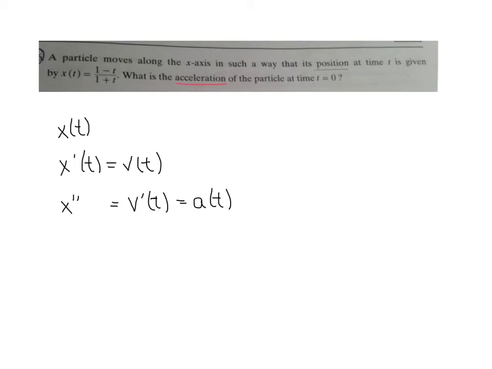So the first important thing is you need to know the relationship between position and acceleration. Position, when you take its derivative, you get velocity. Velocity is the first derivative of position. And then the first derivative of velocity is acceleration, which would be the second derivative of position. So that's going to be our first goal, to figure out what the second derivative of position will be.